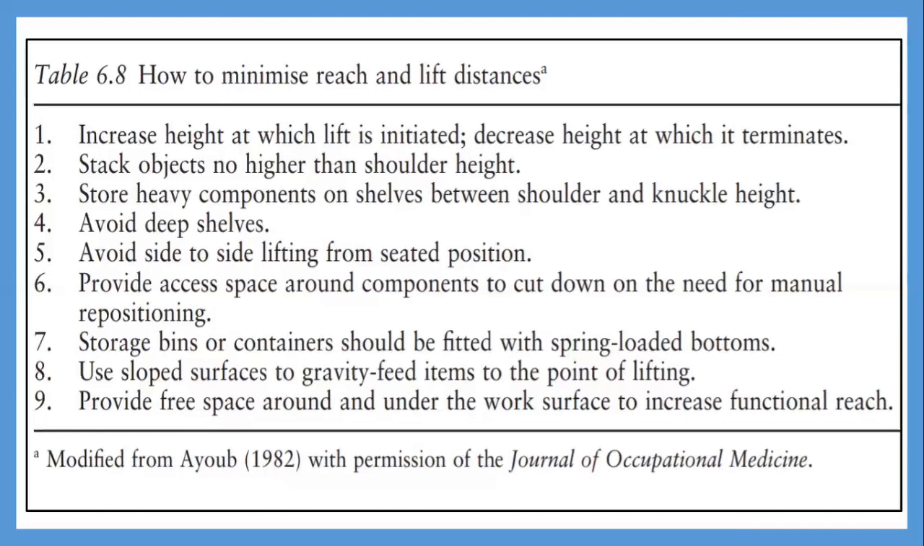Next, we need to avoid deep shelves. Next, avoid side-to-side lifting from a seated position. Number 6, provide access space around components to cut down on the need for manual repositioning. Next, storage bins or containers should be fitted with spring-loaded bottoms. Also, we need to make use of sloped surfaces to gravity feed items to the point of lifting. And lastly, we need to provide free space around and under the work surface to increase functional reach.